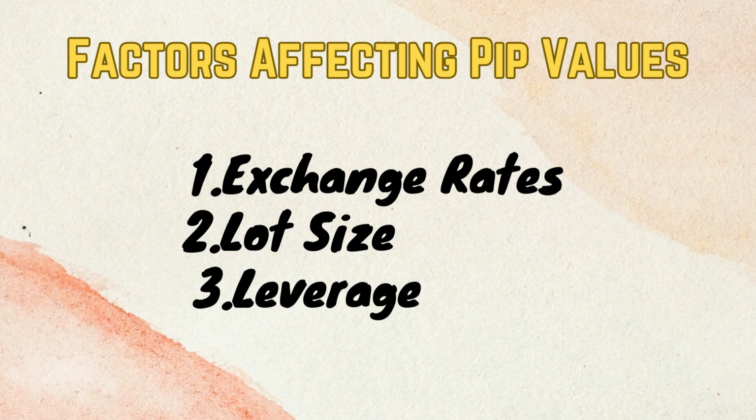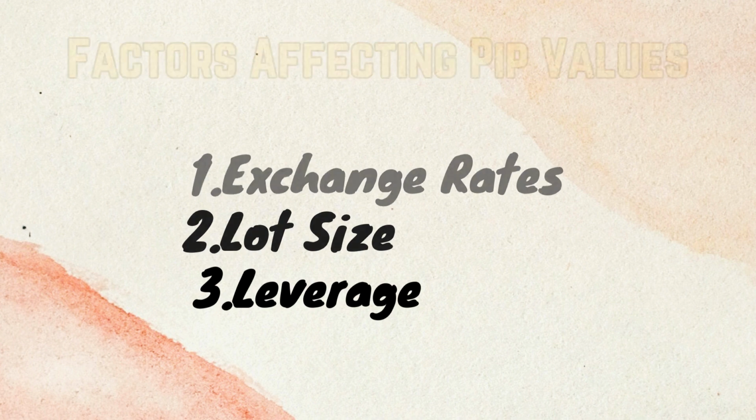Like if you just use a lot size of 1, you're going to blow your account. So you have to use a lower lot size so that you leave at least the amount you are willing to risk. The next thing affecting the pip value is leverage. Leverage allows traders to control larger positions with a smaller amount of capital, while it can also amplify profit.